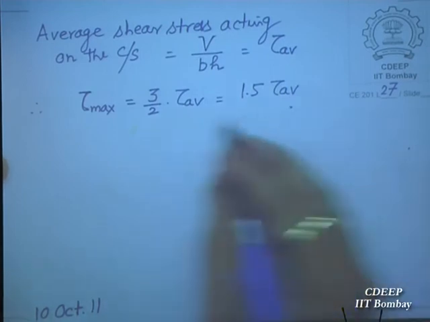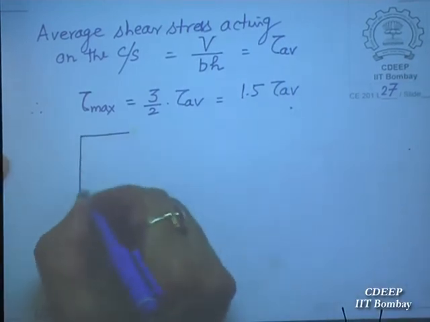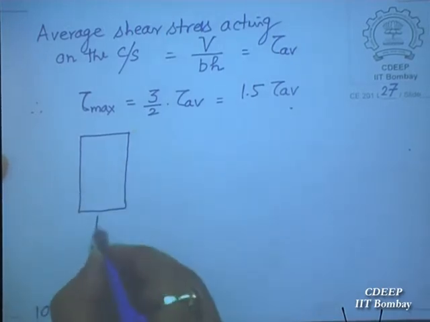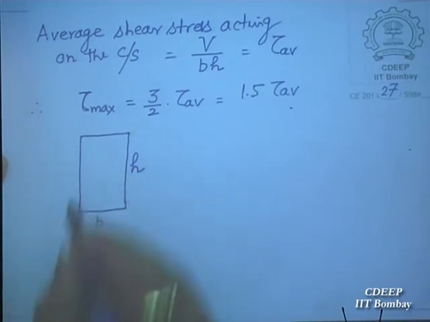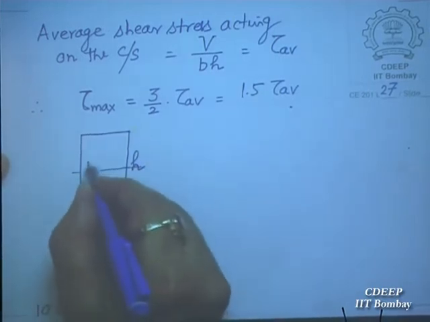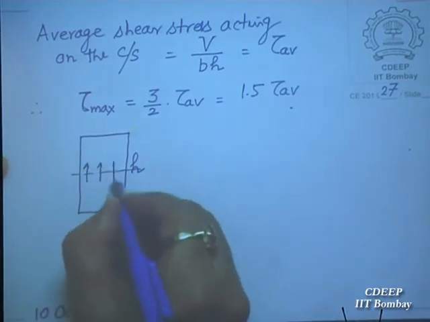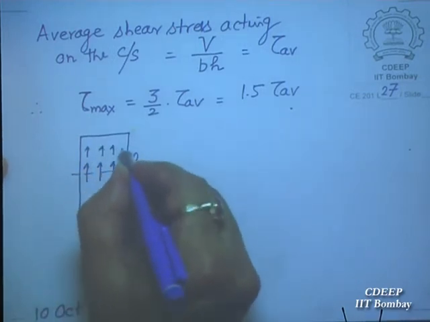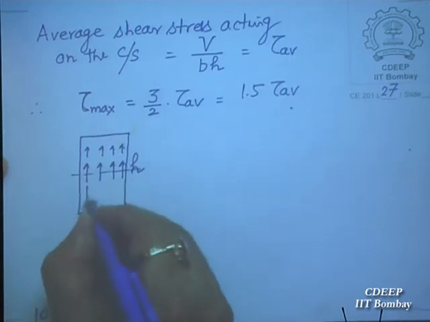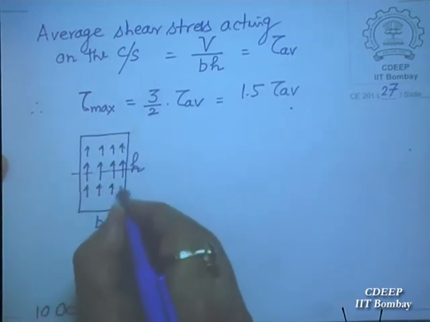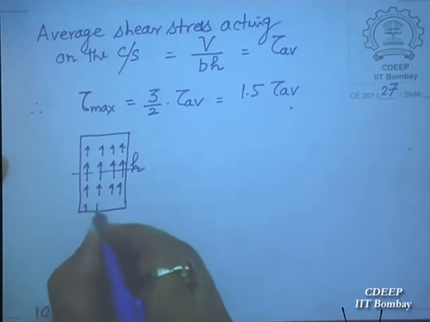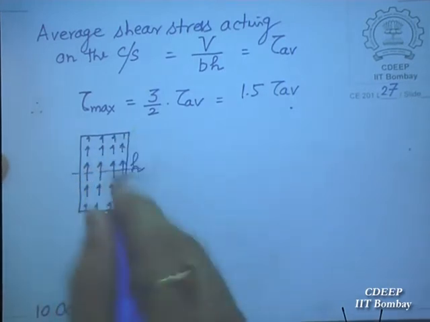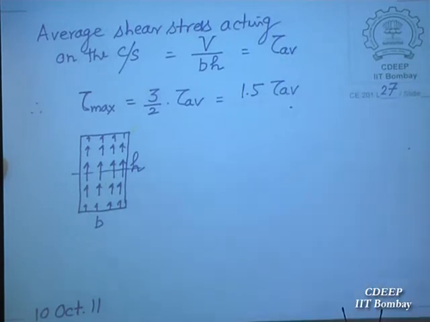Remember, this is for the rectangular cross section. Now please find out this B into H. And we have found out the maximum shear stress is here. I hope you understand this. Shear stress is always in the plane, not normal to the plane. So this is the shear stress distribution, and this value is more, so it is 1.5 times the average.